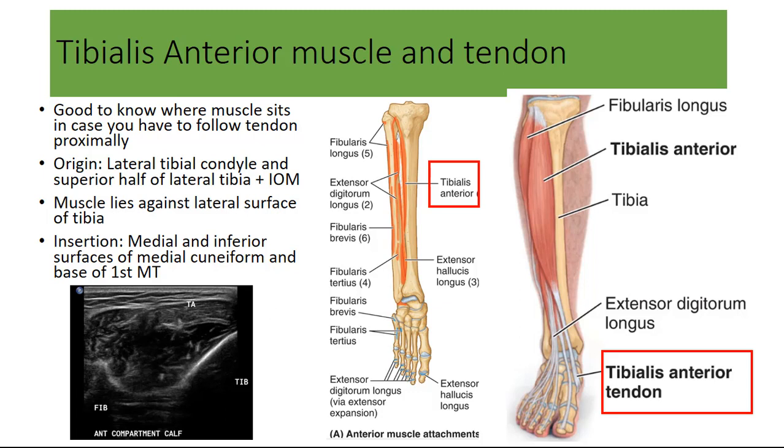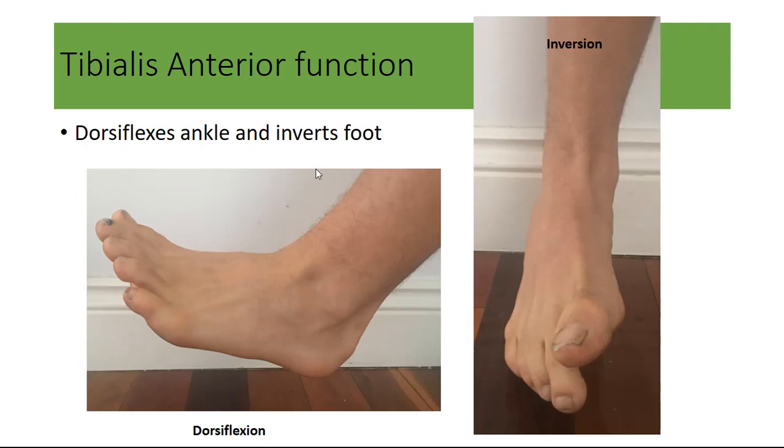And so because of this, it really just dorsiflexes the ankle and then it inverts the foot. And so you can sort of see it coming down here. This is our extensor hallucis longus, but this is our tibialis anterior here. And it's good, if you get a chance, to sit and look at where you can see those tendons. So if you have to scan them, you know exactly where they're sitting in the surface anatomy.